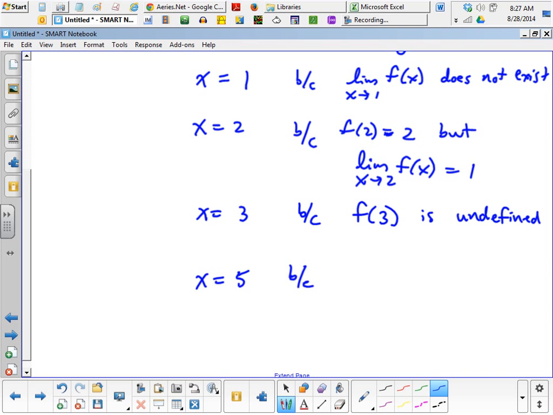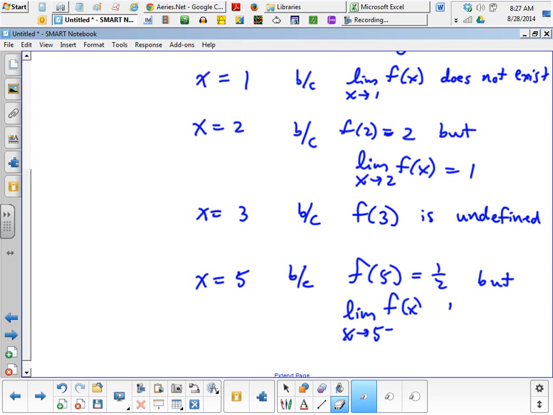And the reason is, what's the rule for endpoints? The one-sided limit has to match the point, right? What's the one-sided limit at x equals 5? Yeah, the limit on the left of 5 is what? 1. But what is f of 5? Looks like it's only like a half or something. See? So those two are not in agreement.